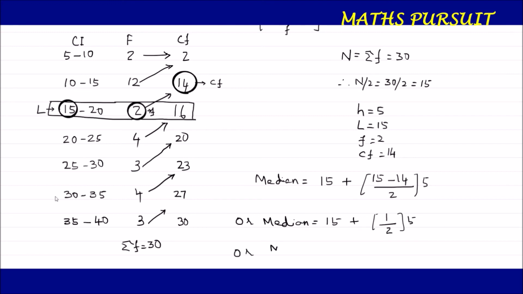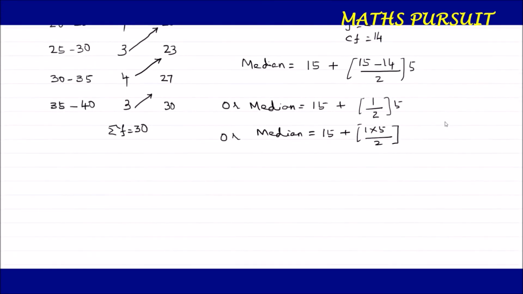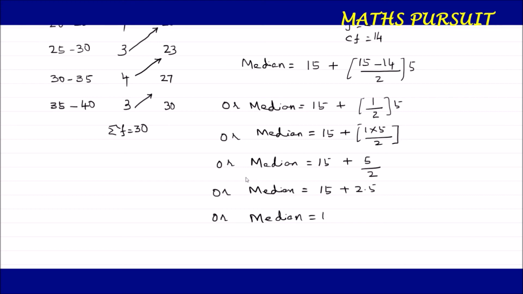Or I can write median is equal to 15 plus 1 into 5 upon 2. After further solving, median is equal to 15 plus 5 upon 2, or 15 plus 2.5, which is 17.5. So we got the median as 17.5.